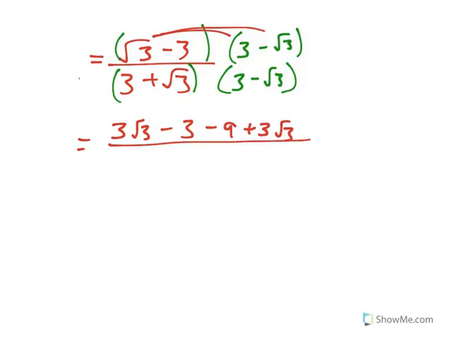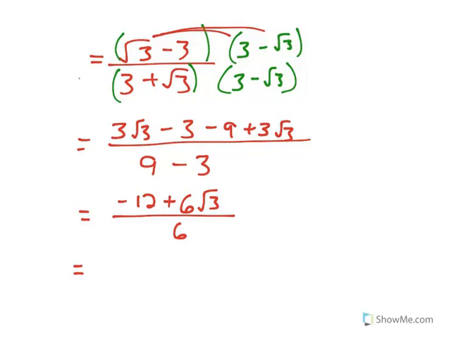The denominator, when you multiply two conjugates, it's really just the first term squared, which is 9, minus the last term squared, which is 3. There's 2 more terms in the middle, but they always cancel out. If you didn't realize that, then you should write it out. Combining like terms in the numerator, 3 square roots of 3 plus 3 square roots of 3 is 6 square roots of 3. Minus 3 minus 9 is a minus 12. A plus sign between them. 9 minus 3 in the denominator is 6.